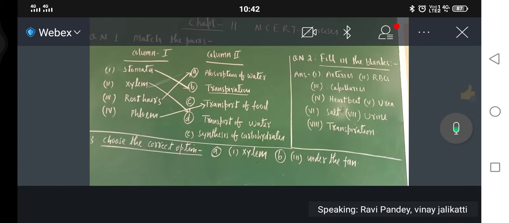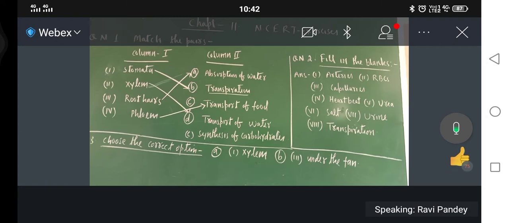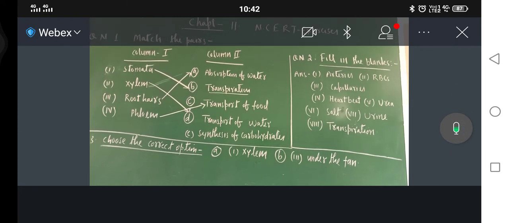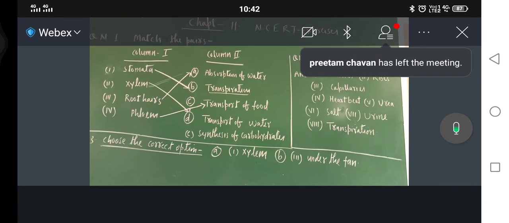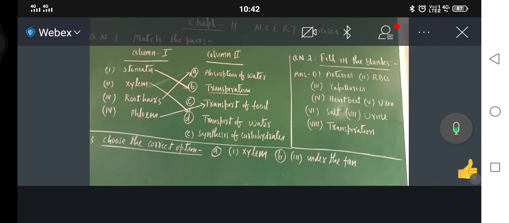Just match the pairs, one is extra. E1 is extra. Synthesis of carbohydrate is nowhere related with the columns. Whatever things are given, it is nowhere related with the first column. So that is the extra one, E in column second. Okay, no issue. So can I move toward the next question?